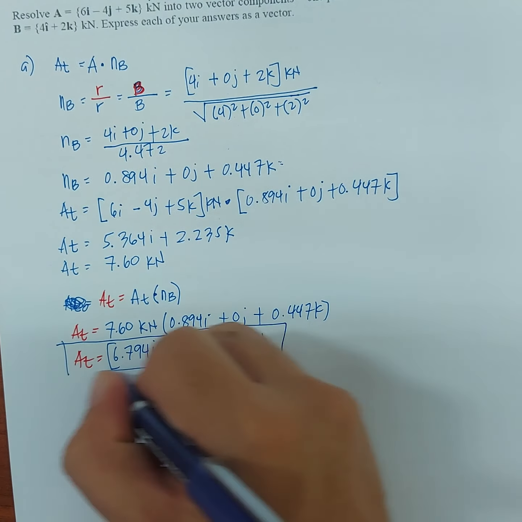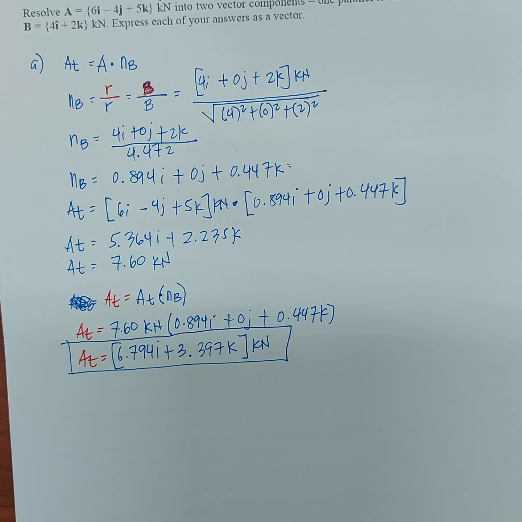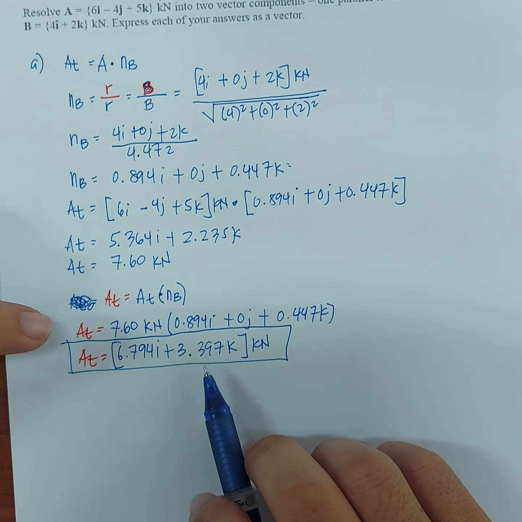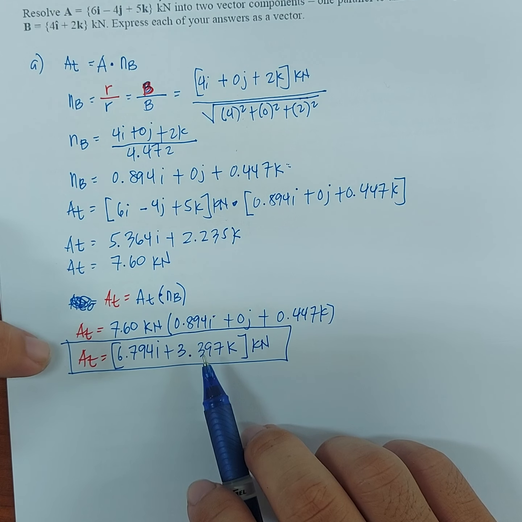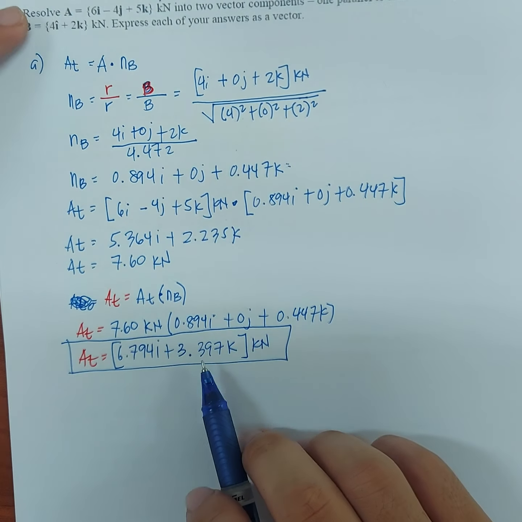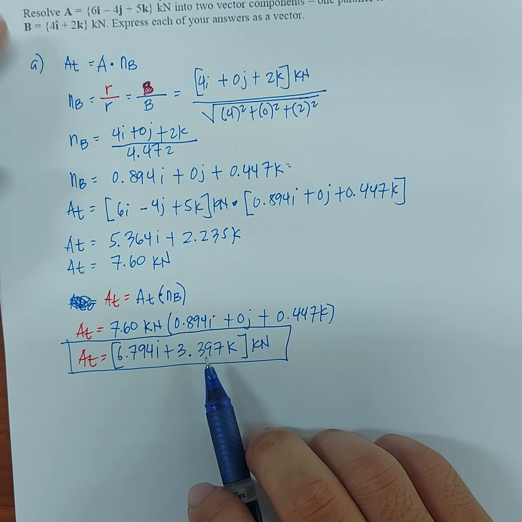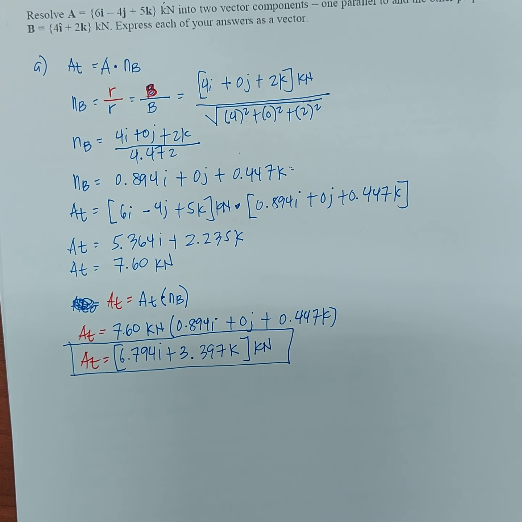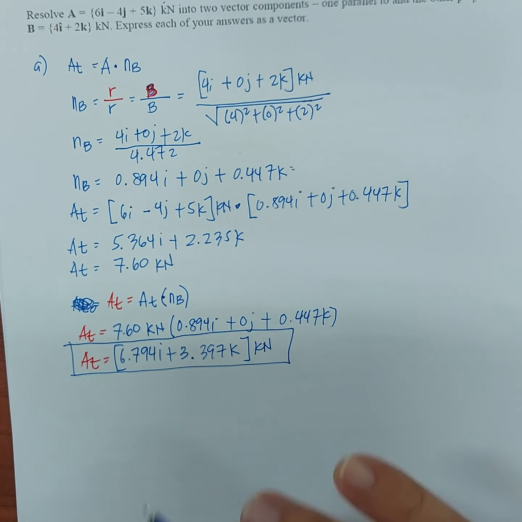So this is the answer for the first part, our component of vector A that is parallel to vector B, along the line of action of vector B. How about when it is perpendicular? How do we solve the perpendicular component? Because in our previous examples, it was always parallel or along. Along and parallel are the same.